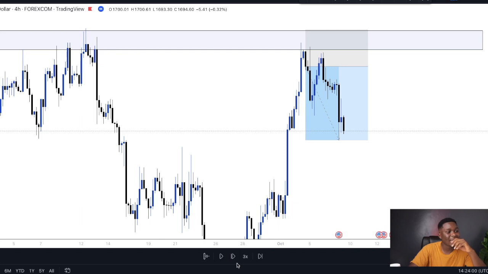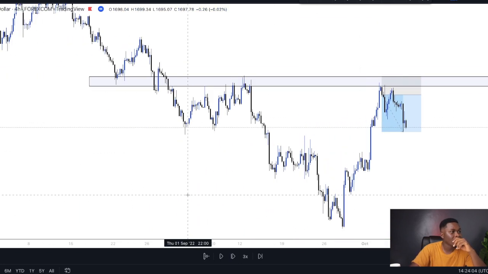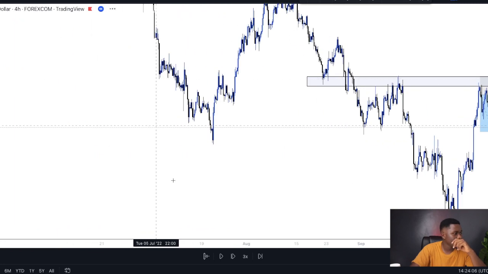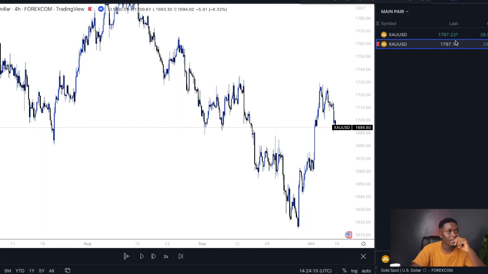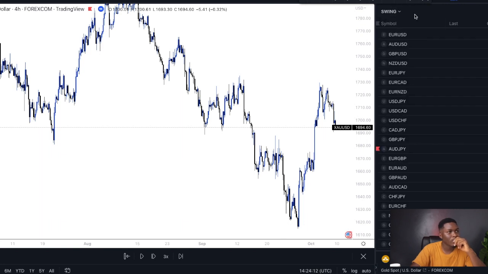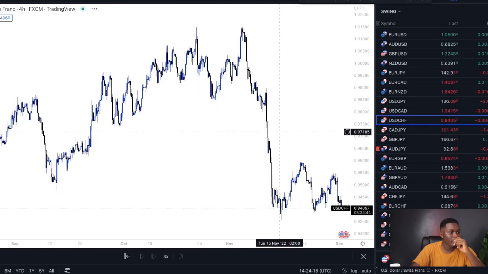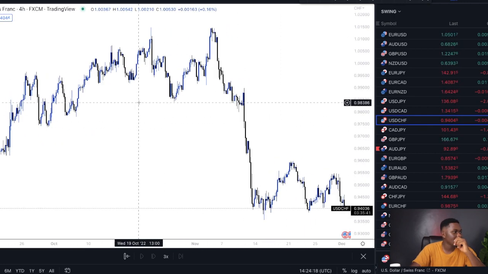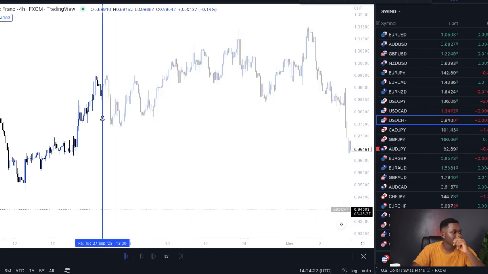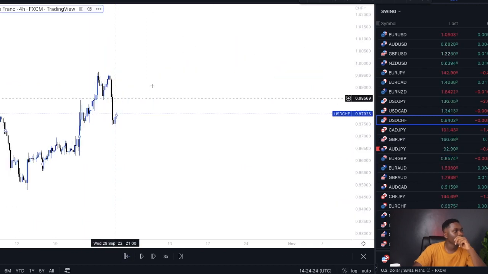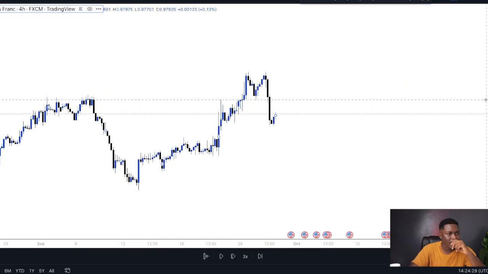And now let's look at another example so that you guys can learn from it, so that you guys can know that this strategy actually works. All right, so I'm going to have maybe another pair so that you guys could check it out. So let's open USD CHF, and let's look at an area like here.